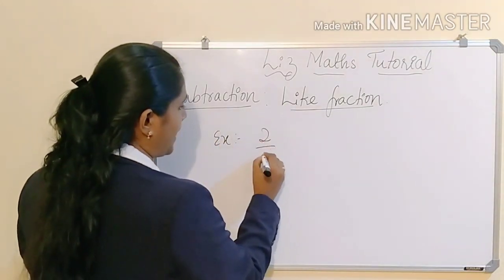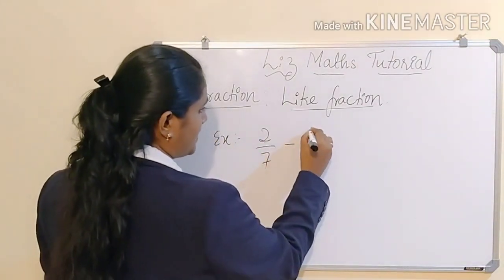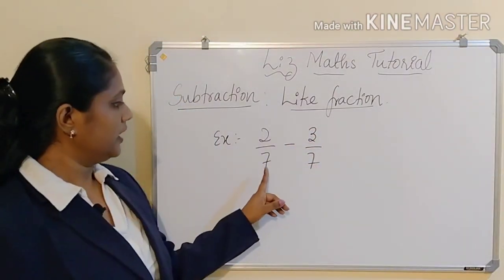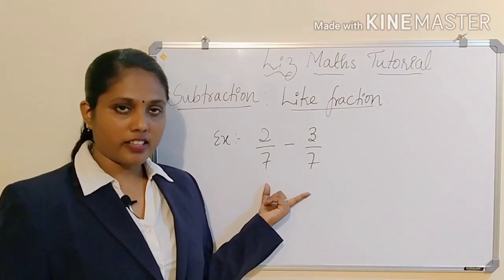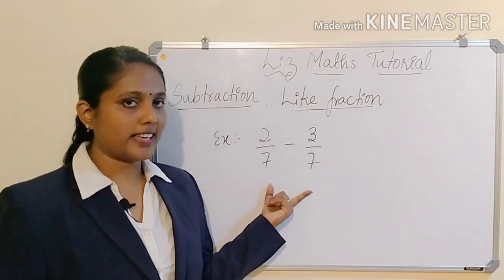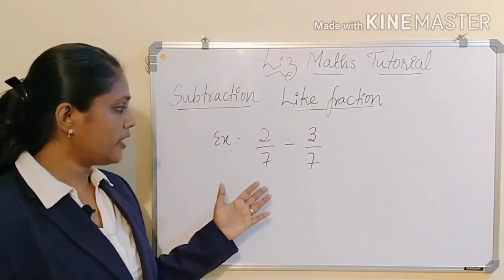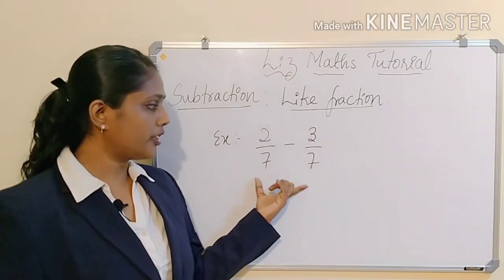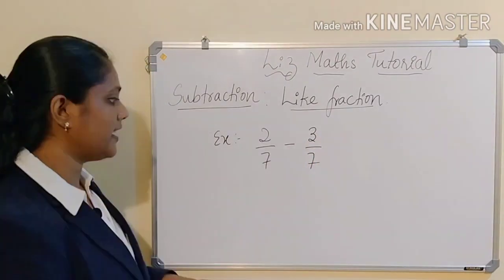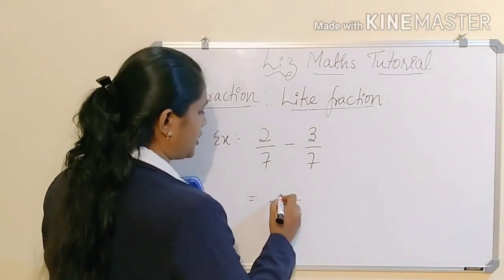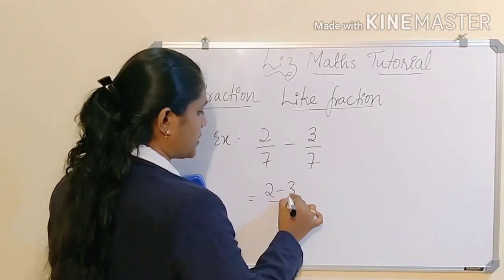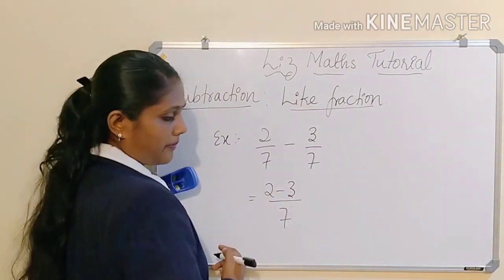So 2 by 7 minus 3 by 7. Here the 7s are the same, so it's a like fraction. When you go for the subtraction, you have to check the common denominator and write it, and then for the numerator you go for writing. So here, 2 minus 3.